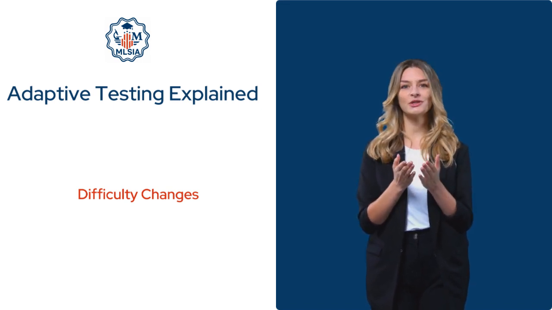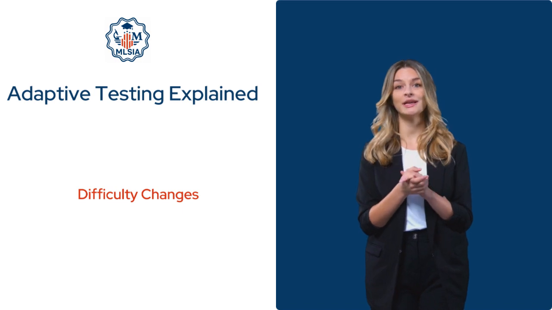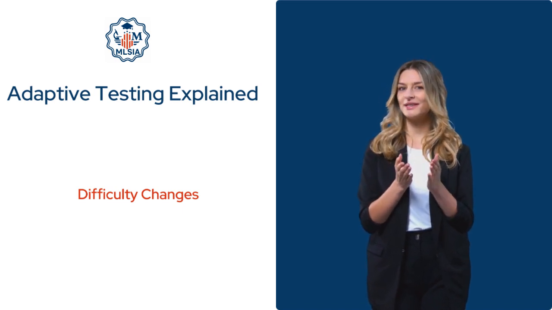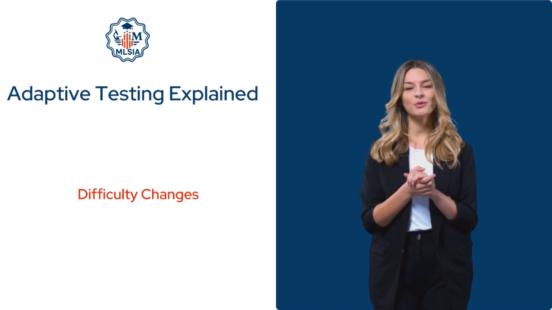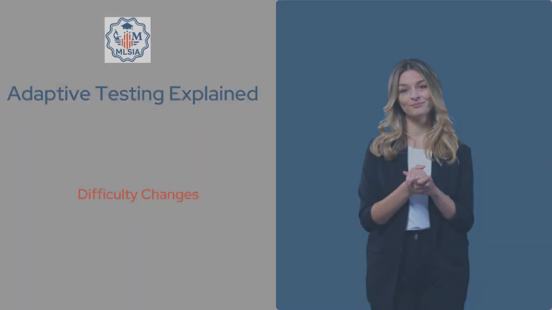First, every ASCP MLS exam questions set uses computer adaptive testing. That means each question's difficulty changes based on your last answer. So, nailing the easier questions early gives you an edge. Miss a few, and you'll get slightly easier ones, but don't let your guard down.